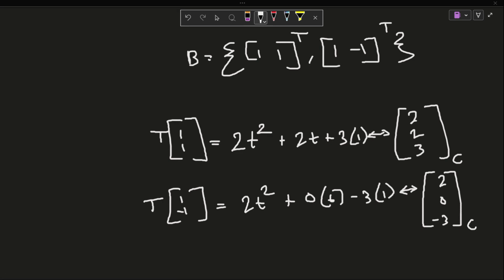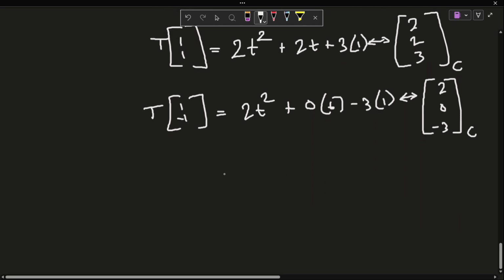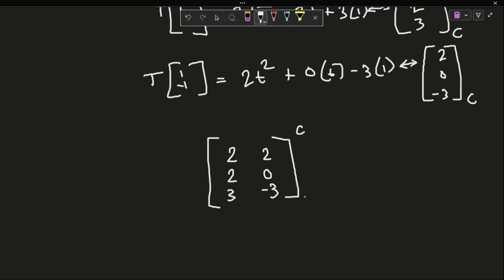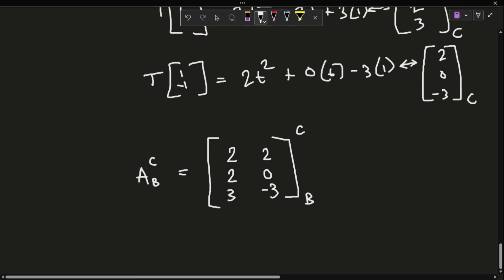And so that is going to give us (2, 0, minus 3) with respect to C. Now we can smush them together: put the first one as the first column, and then the second column. This is with respect to C, since it's our second basis, so we put that up top. And then our first basis, B, since it's non-standard, we need to denote it, so we make sure we write it here. Then we do the same thing for our A, which is just going to be our matrix.